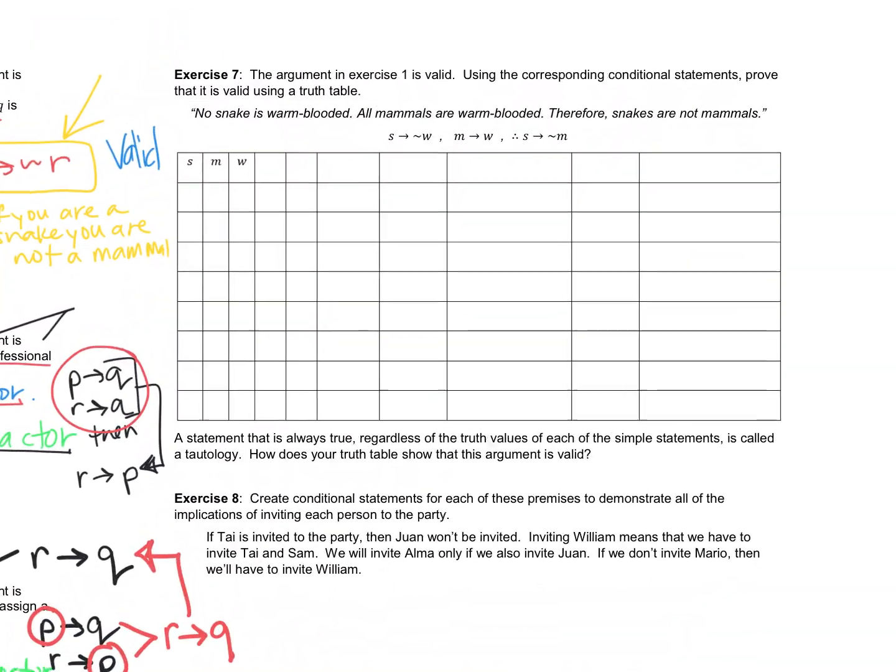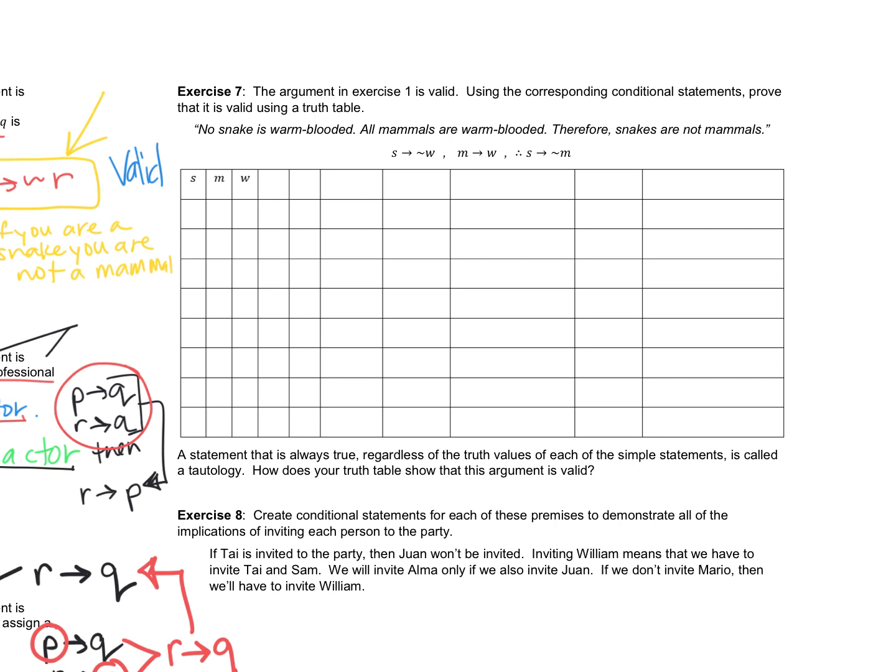Okay, so let's go back to that original statement: no snake is warm-blooded, all mammals are warm-blooded, therefore snakes are not mammals. We've done it by looking at the conditional statements and transitivity. Now we're going to look at using a truth table. To use a truth table to prove an argument, we say that if these two premises are both true, we put an and between them, and we want to see that that implies the conclusion. If we get true for everything in that statement, we have something called a tautology, and that would show that our argument is in fact valid.